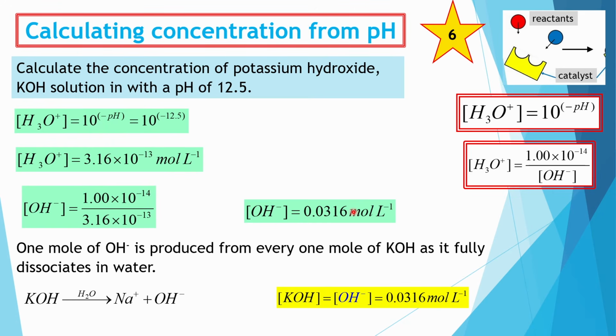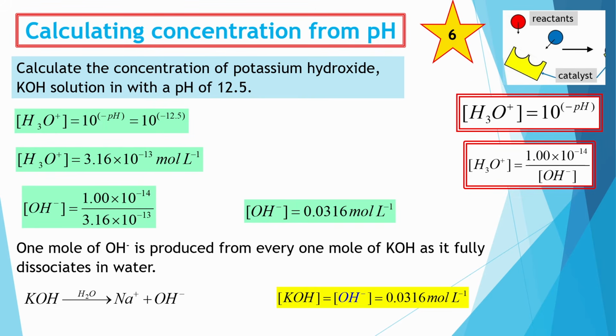And that's how we work it out. But remember, when we want to work out the pH or the concentration of a base, we're going to have to use the equilibrium constant expression for water. We're going to have to use this: 1 times 10 to the negative 14 equals H3O+ times OH-, to change the concentration of OH- into H3O+, or change H3O+ into OH-.